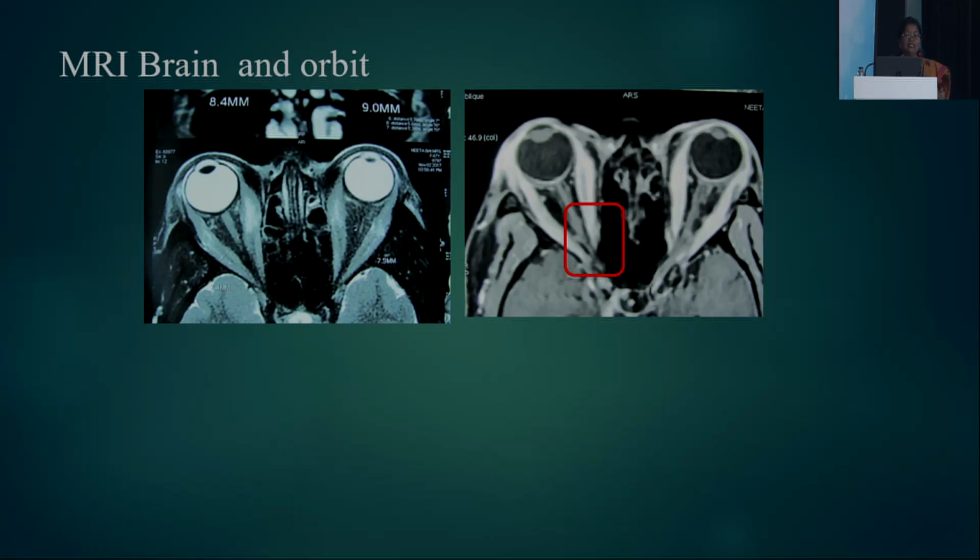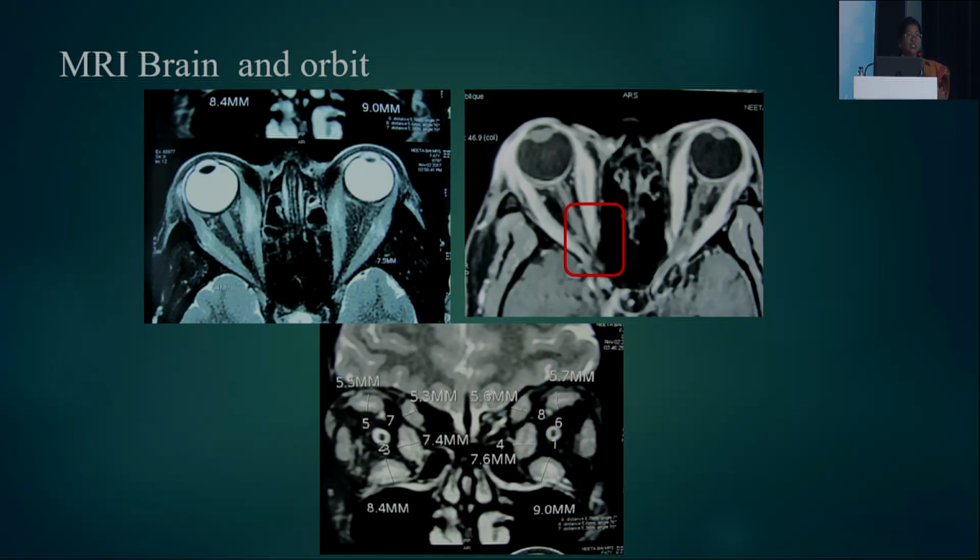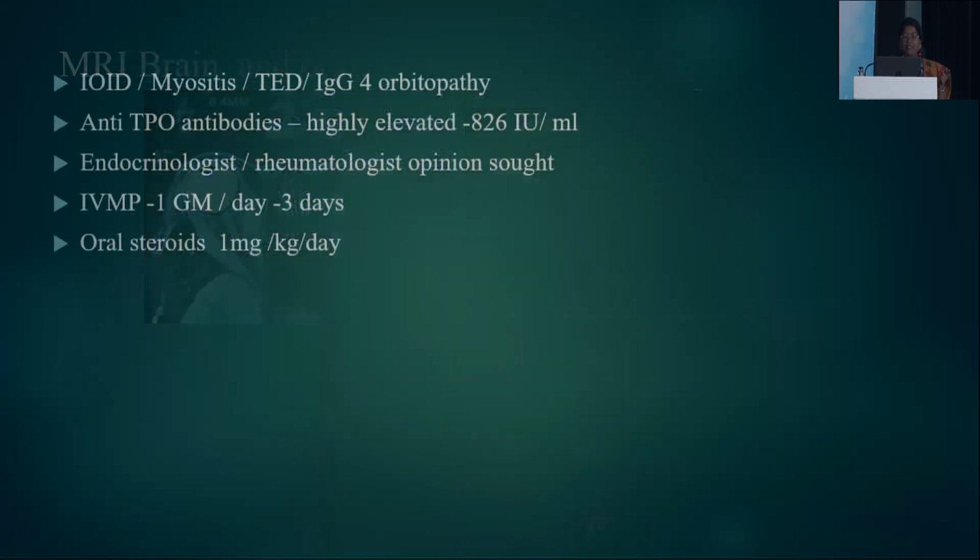So you see significant thickening of the extraocular muscles, but it is not sparing the tendon like what you expect in a thyroid. It's also extending to the orbital apex. So you see an orbital apex crowding, that's a bilateral compression, and you see grossly thickened extraocular muscles. So the working diagnoses for us were IOID, myositis, TED, IgG4 disease.